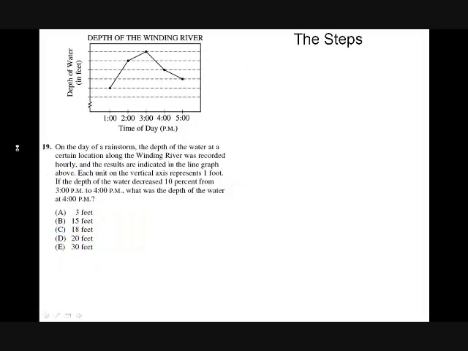Moving on to number 19. On the day of a rainstorm, the depth of the water at a certain location along the winding river was recorded hourly, and the results are indicated in the line graph above. Each unit on the vertical axis represents 1 foot. If the depth of the water decreased 10% from 3 p.m. to 4 p.m., what was the depth of the water at 4 p.m.?